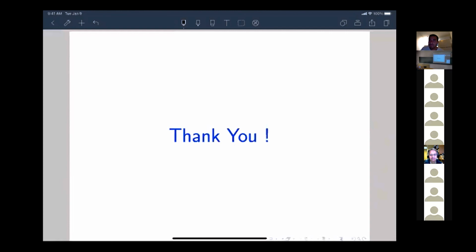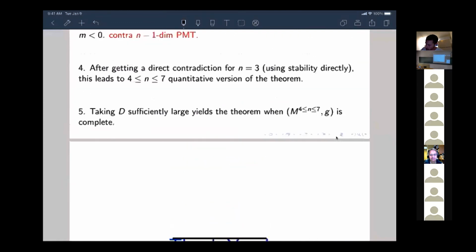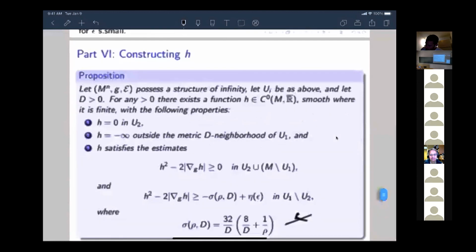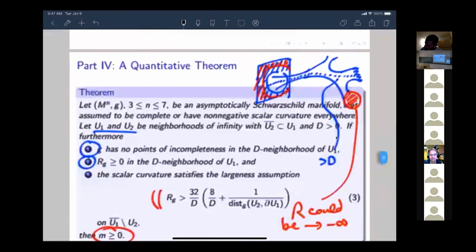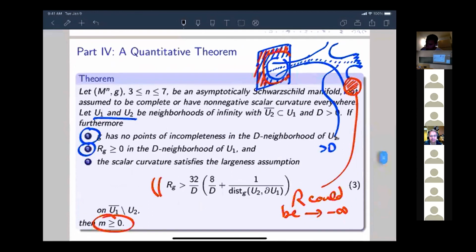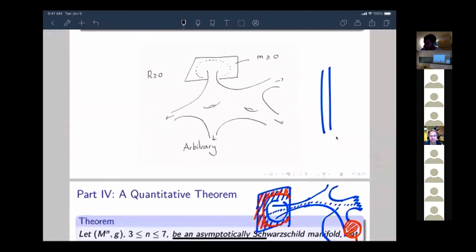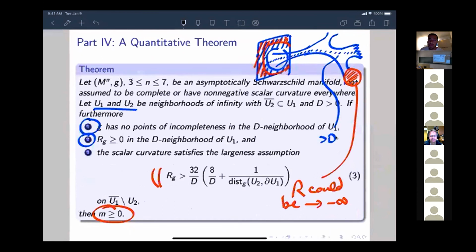Yeah, maybe I have one. Can you look back at your statement of the main result? This one, the quantitative theorem. No, the gluing any end. Yeah, so this is the positive mass theorem for arbitrary ends, and this is the quantitative theorem that produces the theorem of the previous slide.